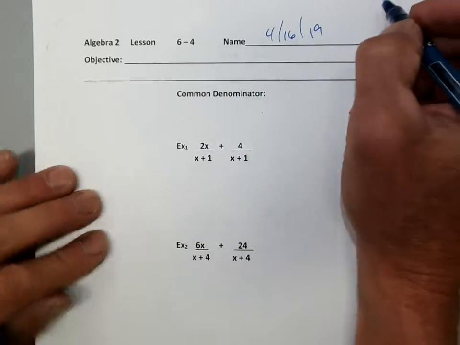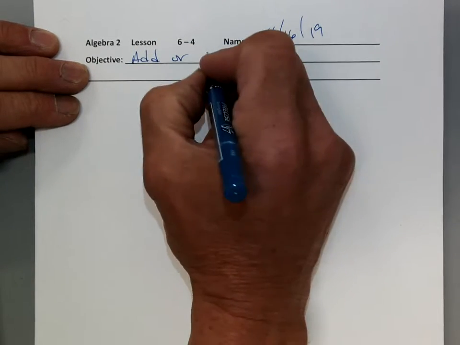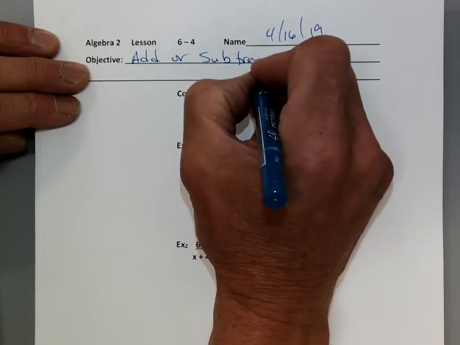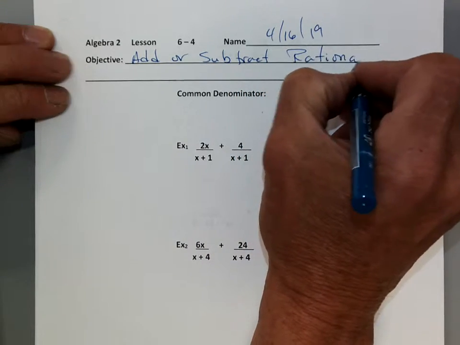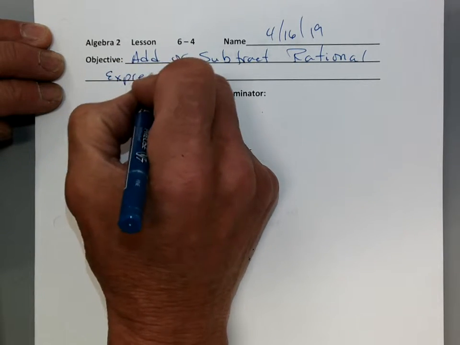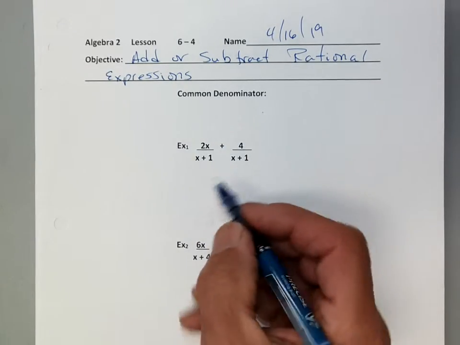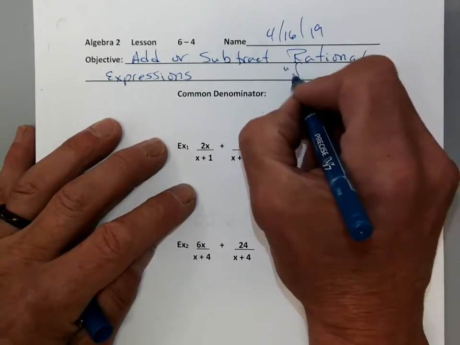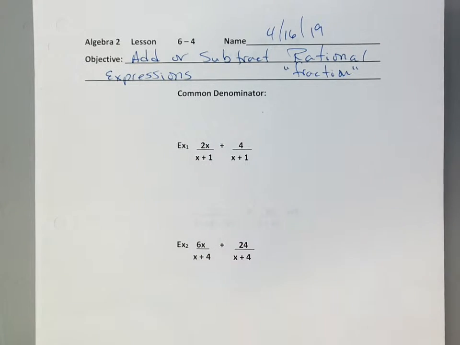So our objective is we are going to add or subtract rational expressions. So again, rational, that's a fancy word for fraction. Okay? The word rational expression is just a fraction. We're going to add and subtract fractions, or better yet, let's call them rational expressions.